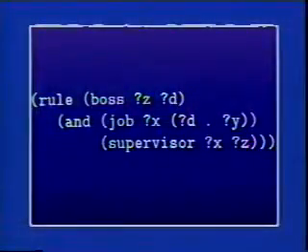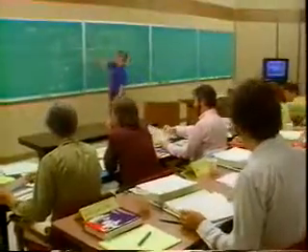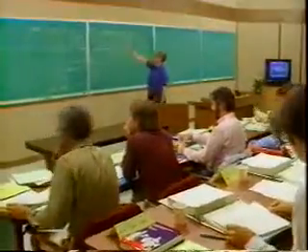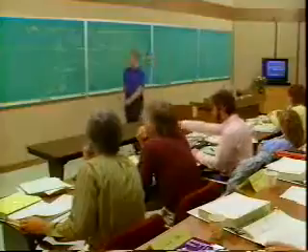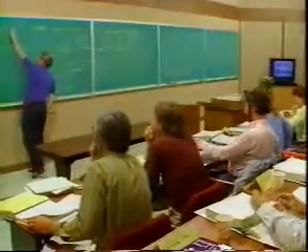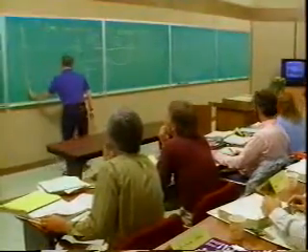So Z is a boss in division D if there's some X who has a job in division D, and Z is the supervisor of X. That's what it means for someone to be a boss. If you think about what we're doing in relation to this, there's the query we wrote: the job of X is in D, and the supervisor of X is Z. What we in effect want to do is take this whole mess and draw a box around it.